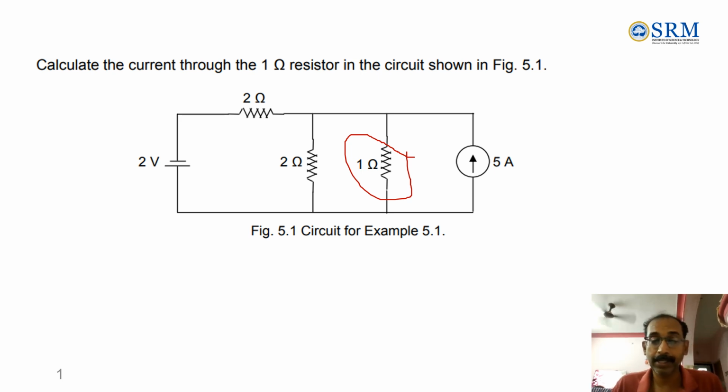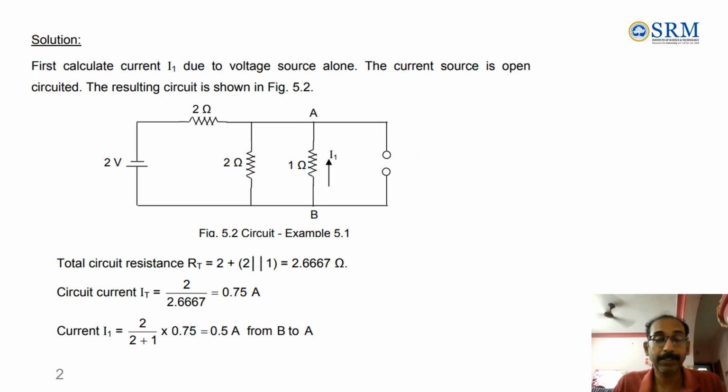Now let us see the explanation for the circuit. So first, this 2-volt source is taken. This current source is eliminated, eliminated in the sense it is open. Fine. First, calculate the current I1 due to the voltage source alone. The current source is open circuited. The resulting circuit is shown in the figure.